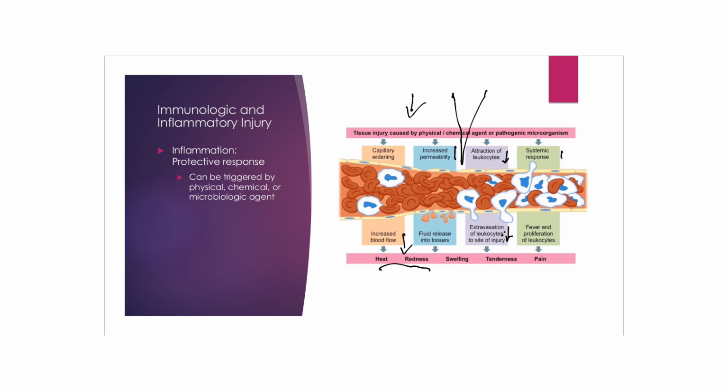Then eventually you could have a systemic response. A systemic response means the whole body starts to have the same response as that localized area. With a systemic response, you'll have pyrogens and all of that, causing a fever, proliferation of leukocytes, and pain. Obviously you have pain in a specific area that becomes inflamed, but you could have pain systemically with a systemic inflammatory response. The systemic inflammatory response is the precursor to sepsis.